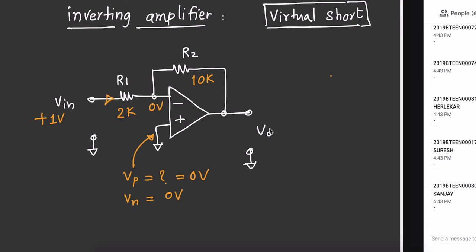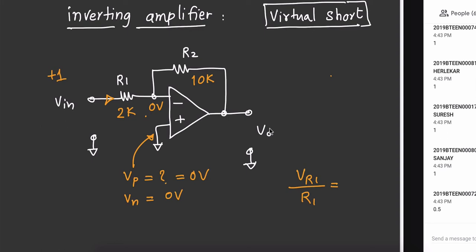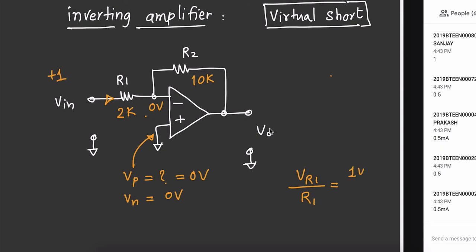Now what will be the value of current? VR1 divided by R1. ओके, VR1 के लिए उसका लेफ्ट हैंड साइड क्या है और राइट हैंड साइड क्या है? लेफ्ट हैंड साइड +1 because it is given here, right hand side 0 volt because it is given here. ठीक है, so what is the difference? VR1 कितना आएगा? VR1 1 volt divided by 2K, that is 0.5 milliampere.